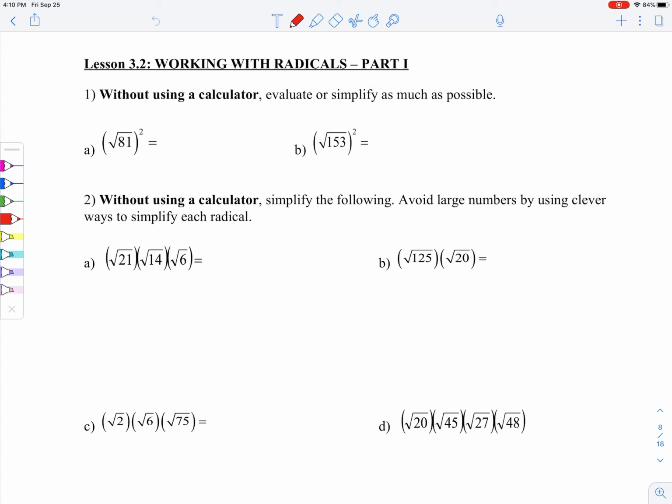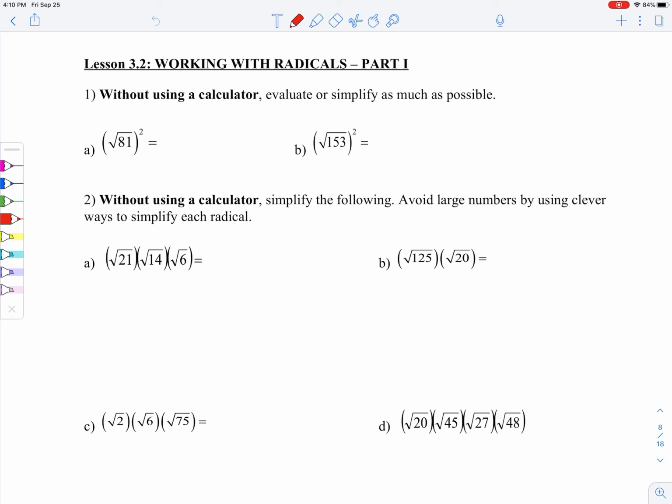Welcome to lesson 3.2, working with radicals. We're going to start off without using a calculator, evaluate or simplify as much as possible. And then this first question is asking us to find the square root of 81 squared.